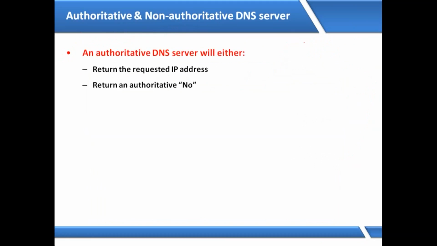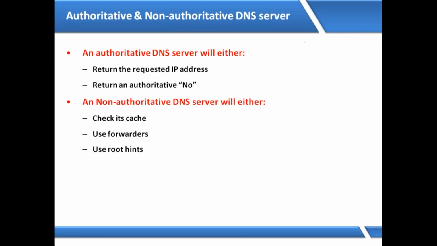Authoritative DNS server means if it knows the IP address of that website, it will provide it. It will return the request with the IP. If it does not know, it will say, I don't know about it. So that type of DNS server is called an authoritative DNS server.